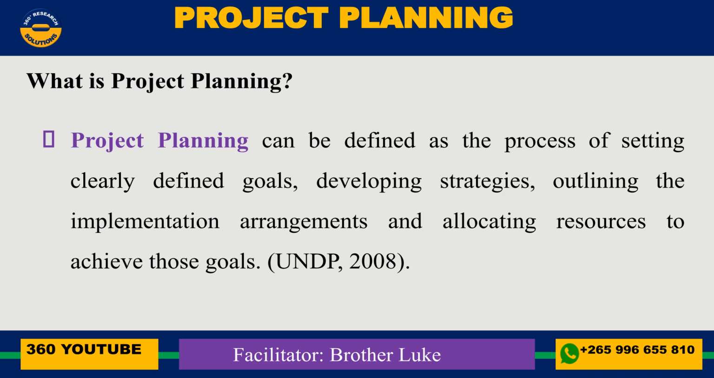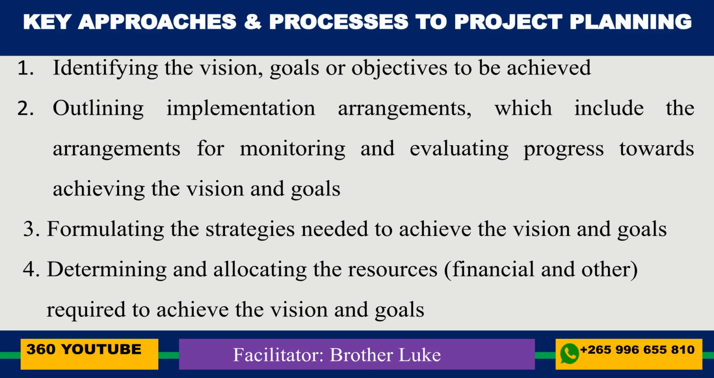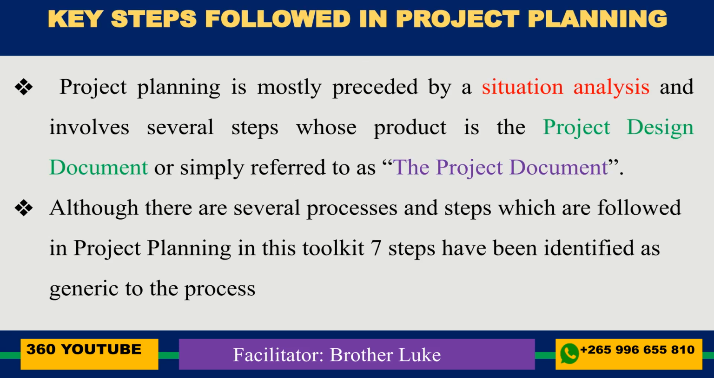Project planning is defined as setting clear goals, developing strategies, outlining implementation arrangements, and allocating resources to achieve those goals. Key approaches and processes for project planning include identifying the vision and goals, outlining implementation arrangements, formulating strategies, and determining and allocating resources. Project planning is often preceded by a situation analysis and results in the project design document. This toolkit identifies 7 generic steps in the process.